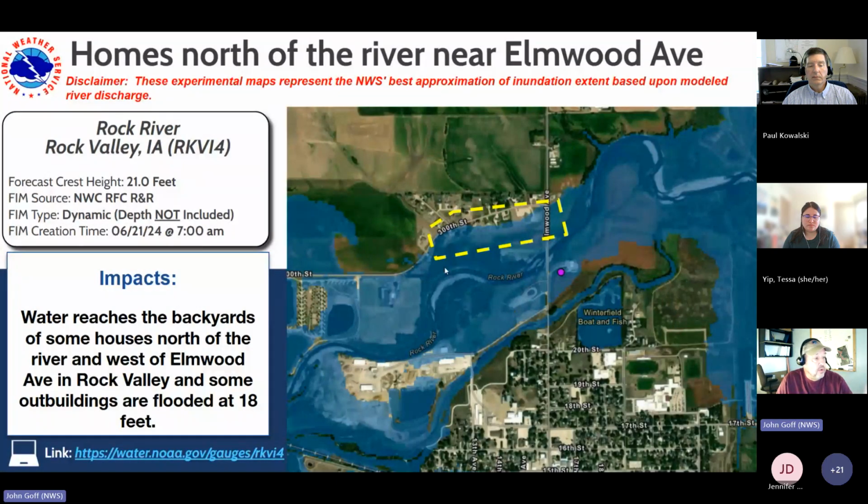Here's another way we could do it. These are just examples. Here's a FIM that shows possible inundation of the lower levels of this little neighborhood on the Rock River. I think this is along the Iowa-Illinois border out in Quad Cities, Davenport.